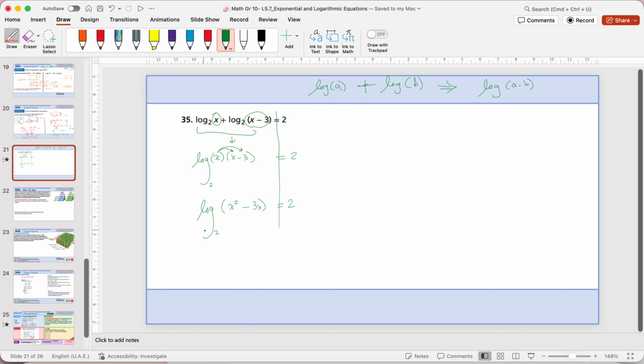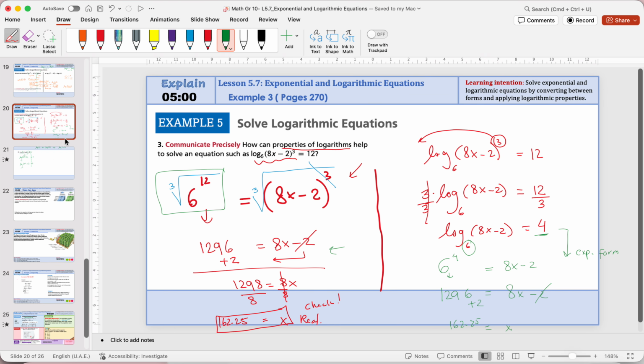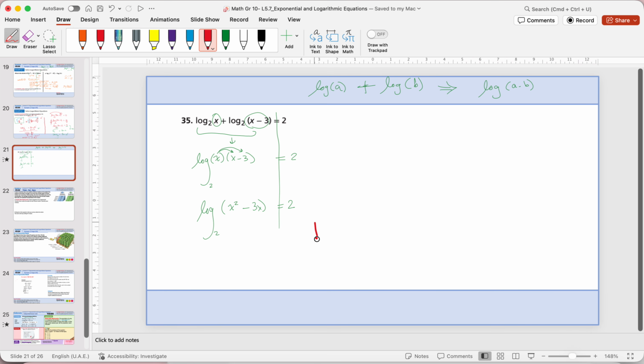Now again, since you have a log equals a number, you can't cross that log out. What do we do? It's the same as this idea: change from log form to exponential form. So it's going to be 2 as the base, 2 as the power, what a coincidence, equals x squared minus 3x. 2 squared is 4. Take the 4 here. It's going to be x squared minus 3x minus 4 equals 0.